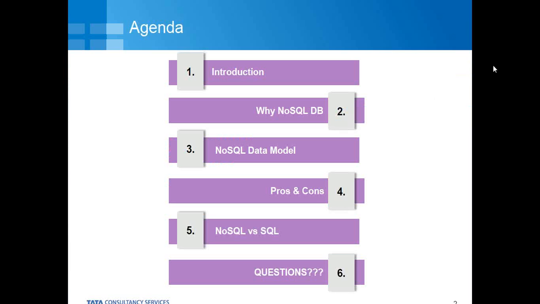So the agenda for today's session: we will be covering the introduction on why we need NoSQL DB, then the NoSQL DB's data model and how it impacts recent technologies like cloud computing, mobility, and big data, and the advantages and disadvantages linked with NoSQL DB, and also a comparison between NoSQL versus the SQL, the relational database management systems currently in place. And then we can proceed to the question answer session.